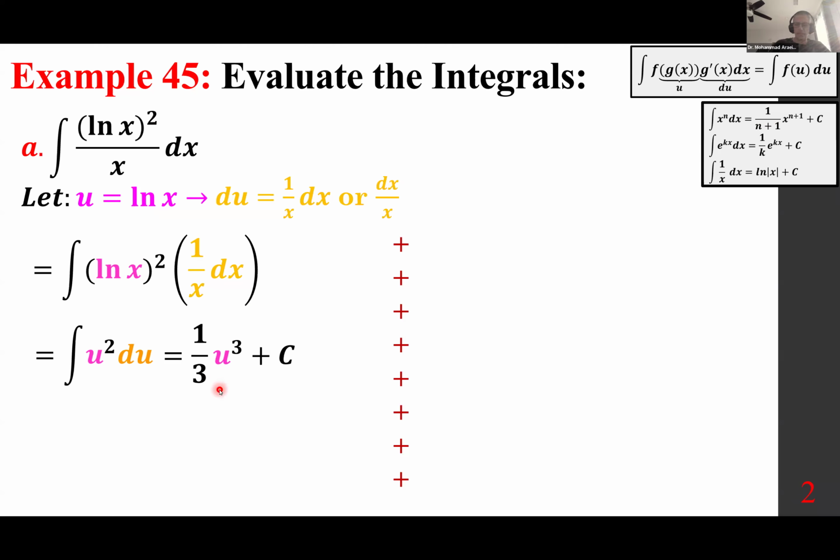Replace the u with ln x, and bear in mind, ln x to the third power means ln x times itself 3 times. It's not ln of x cubed. So 1/3 ln x to the third power plus a constant.